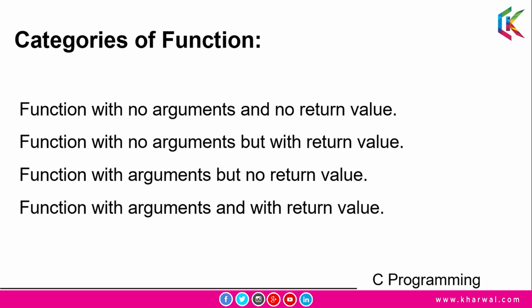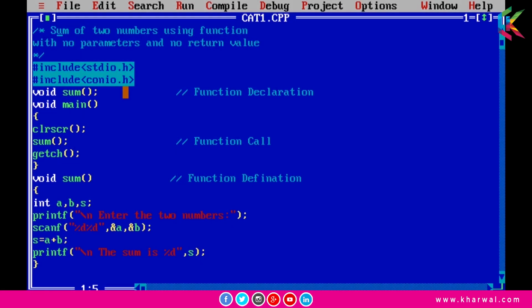So let's open up the Turbo C++ compiler and I will implement all the categories of the function with the help of addition of two numbers. So guys, now we are calculating the sum of two numbers using function with no parameters and no return value. So we can say this program belongs to the category 1.